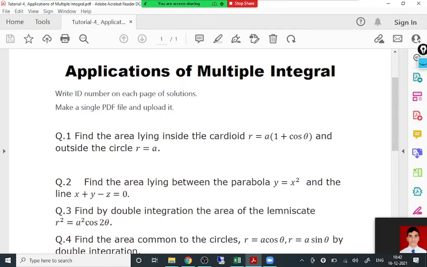Again, I have given the tutorial in the order of the topics that are most important. The first and most important topic from the application is area. Take any old question paper of IMU, and you will find there is a question on area: find the area between the curves. So area is one of the most important applications from multiple integrals.